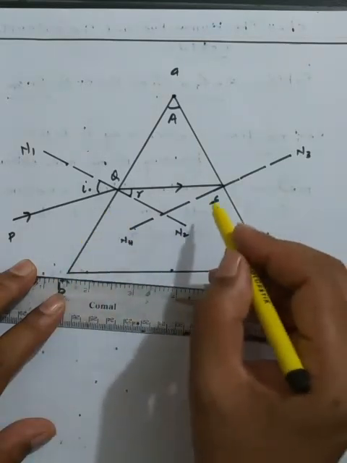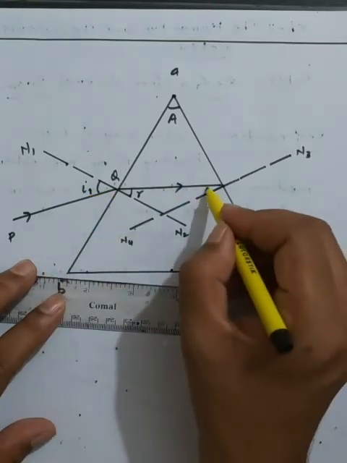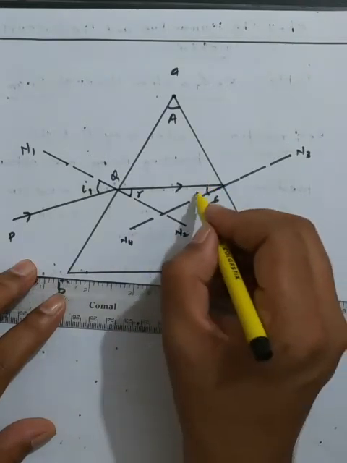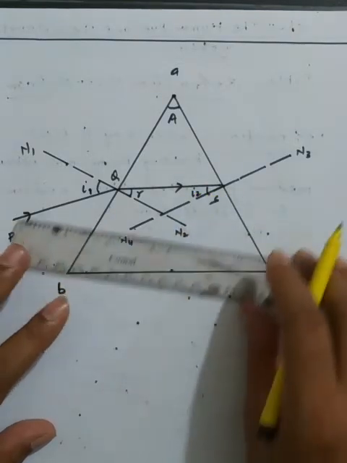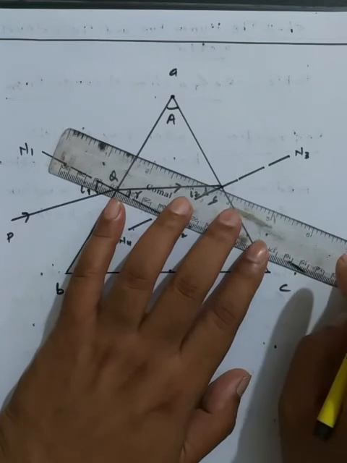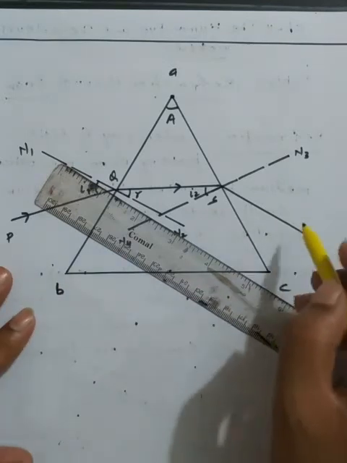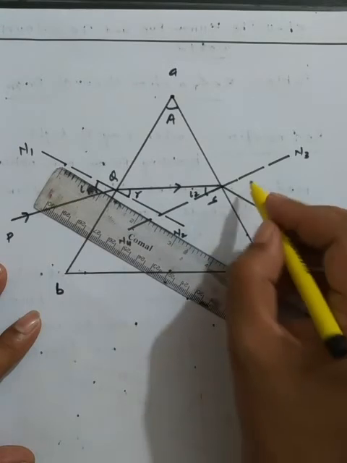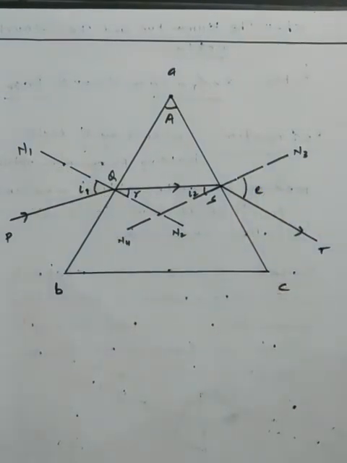Somehow we can consider, suppose this one is I1 here. So this is the incident ray at the surface AC. Suppose this one is I2, and here the ray is emerging out from the surface AC. This ray emerges out from the surface AC, moving along the direction of S to T. Suppose this one is T. So this angle is called the angle of emergence, and the ray is called the emergent ray.